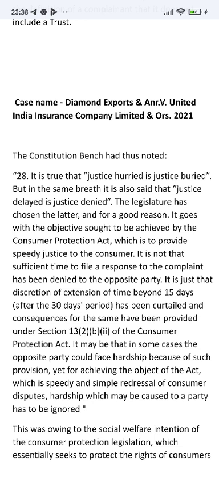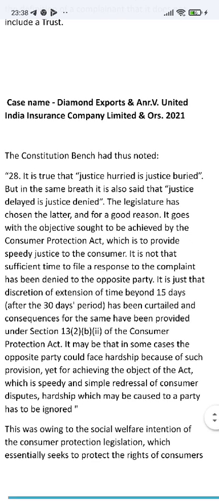It goes with the objective sought to be achieved by the Consumer Protection Act, which is to provide speedy justice to the consumer. It is not that sufficient time to file a response to the complaint has been denied to the opposite party. It is just that the discretion of extension of time beyond 15 days has been curtailed, and consequences for the same have been provided under Section 13(2)(b) of the Consumer Protection Act.